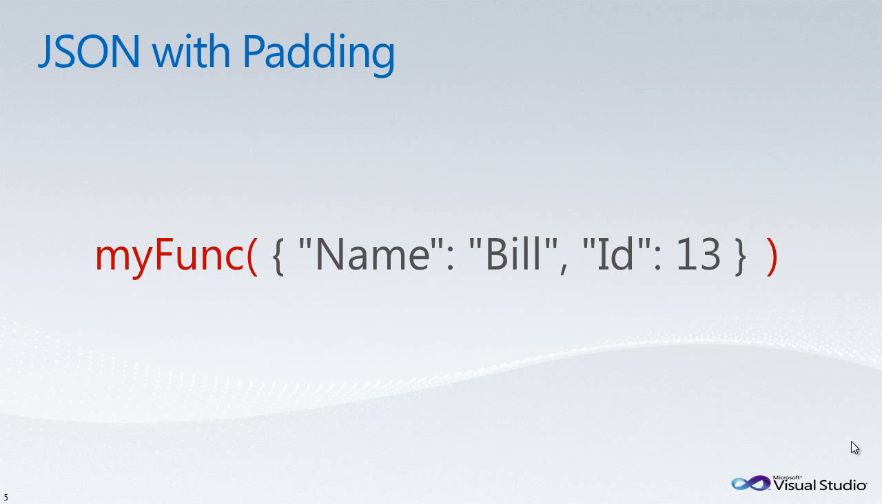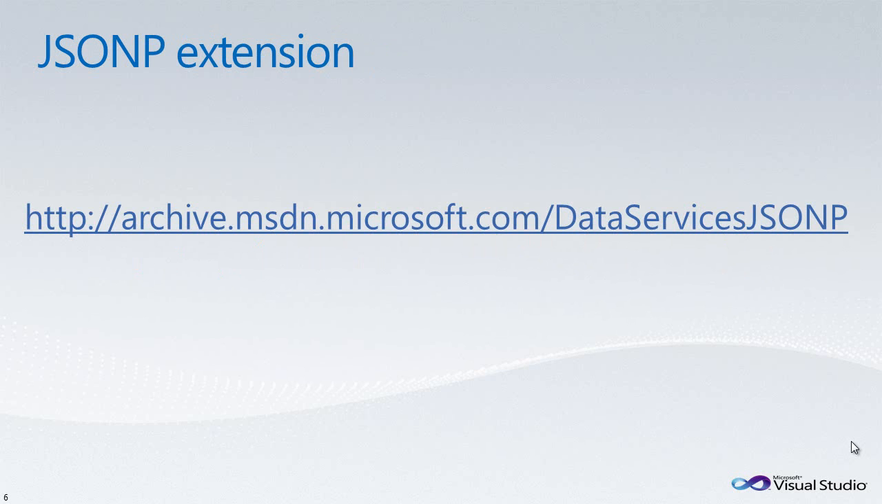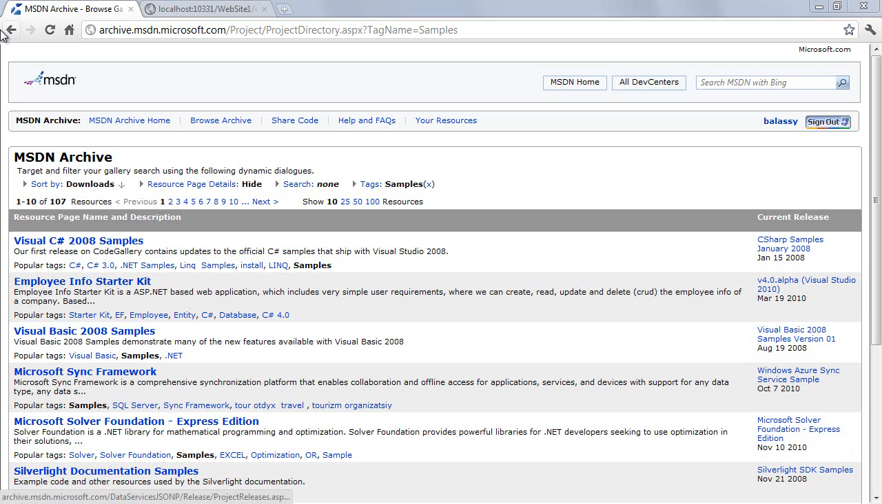Unfortunately, WCF Data Services does not support JSONP out of the box at this time. But the good news is that the processing pipeline is extensible. So all you have to do is find an implementation and plug this JSONP implementation into the processing pipeline of the WCF Data Services. Fortunately, the implementation is available at the archive.msdn.microsoft.com/dataservices.jsonp address. Let me show you this page.